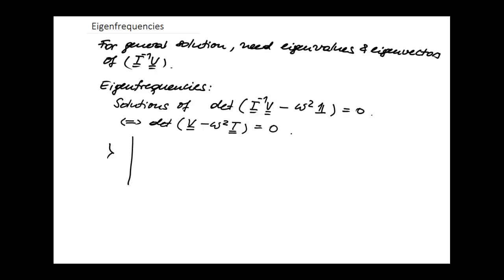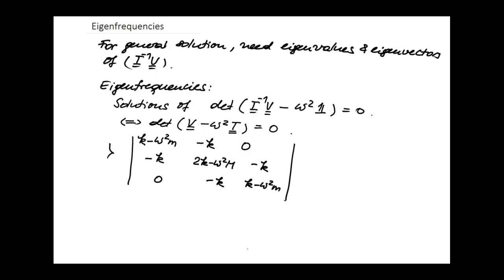Well, let's insert the matrices V and T that we had found on the previous page. And the condition then reads K minus omega squared M, minus K, 0; minus K, 2K minus omega squared capital M, minus K; 0, minus K, K minus omega squared M. This is the matrix whose determinant we have to set equal to 0. You can evaluate the determinant, and again I would like to encourage you to do that for yourself at home to verify that I didn't make a mistake here.